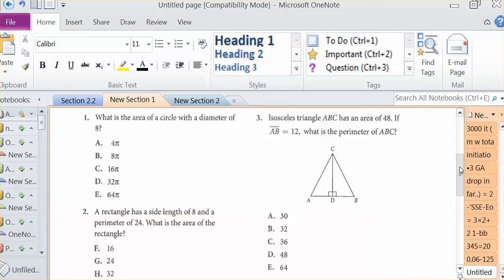Not necessarily many geometry formulas are provided, but it is okay to actually store formulas in your calculator, which I can help you with. But let's start with number one.